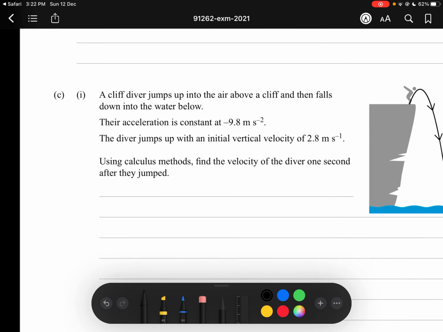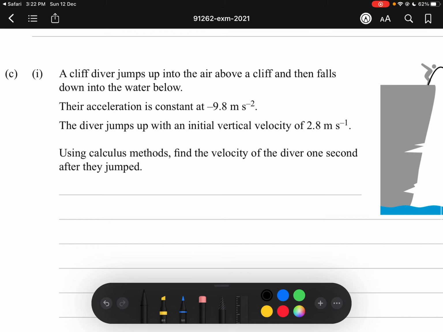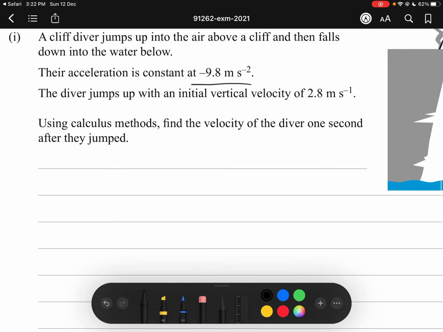A cliff diver jumps up into the air above a cliff and then falls down to the water below. Acceleration is constant at -9.8 meters per second squared. The diver jumps up with an initial vertical velocity of 2.8 meters per second, and using calculus methods, find the velocity after 1 second. Since they give us that the acceleration is constant, that makes our life a lot easier.